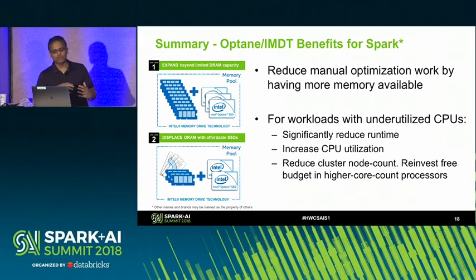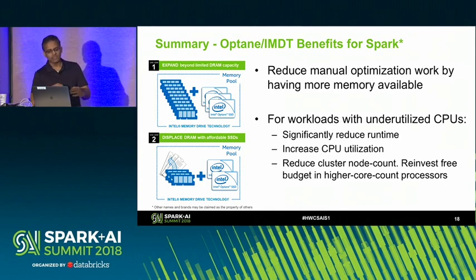So what are the key takeaways, right? As we saw in the test case, you can reduce the manual optimization simply by having more memory available at a reduced cost. For workloads that are not fully utilizing the CPUs, you can actually increase the CPU utilization. That's a key statement, that you can increase the CPU utilization and get better runtime by reducing the cluster node count in certain use cases, right? Which means that you can reinvest your dollars into higher count processors. So that's, again, a big potential benefit there.